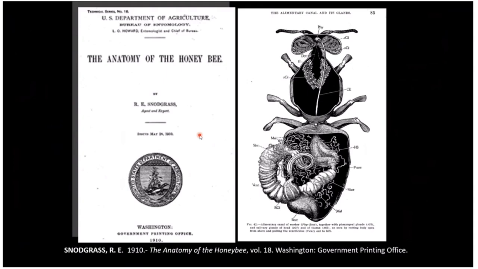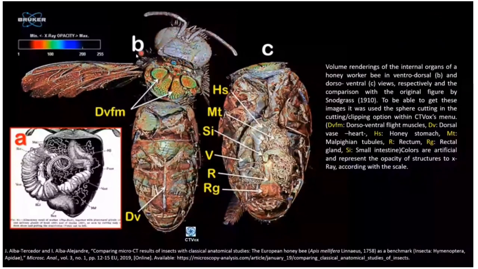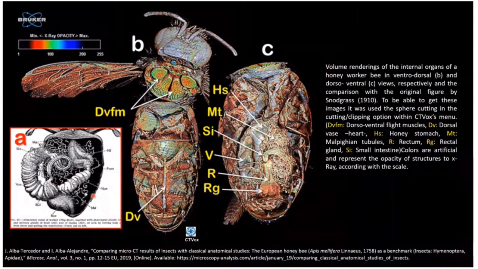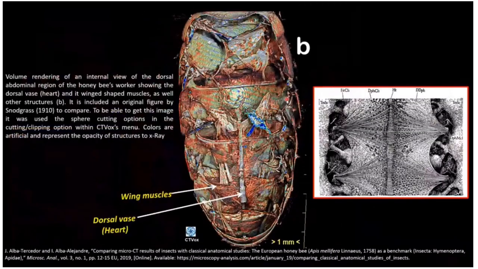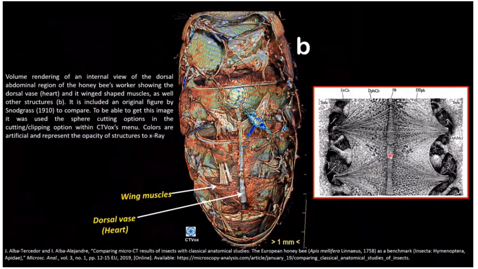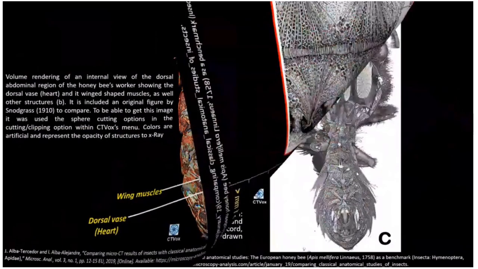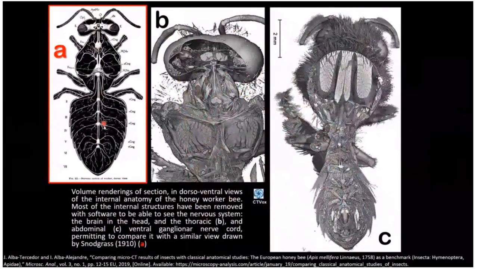When we were studying the internal anatomy of the honeybee, we were looking at exactly the same thing. Look at the heart, the dorsal base with all the muscle, exactly like Snodgrass's drawings from years ago. Or here you can see his drawing of the nervous system. Look at the head there, the brain. Look. So clearly we can get similar results.